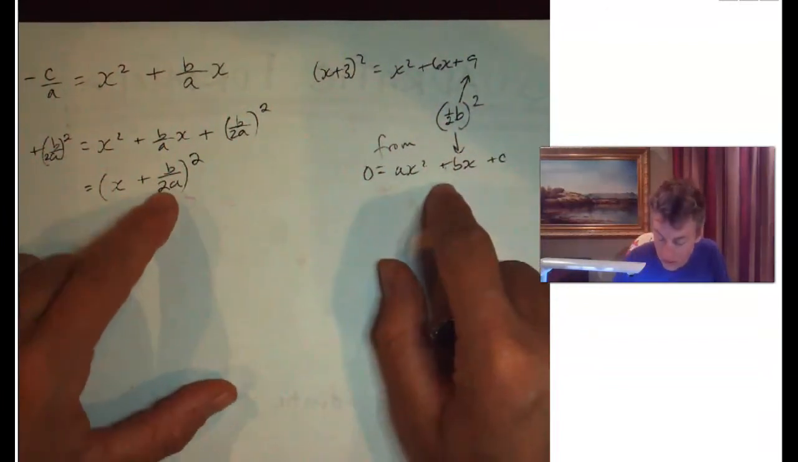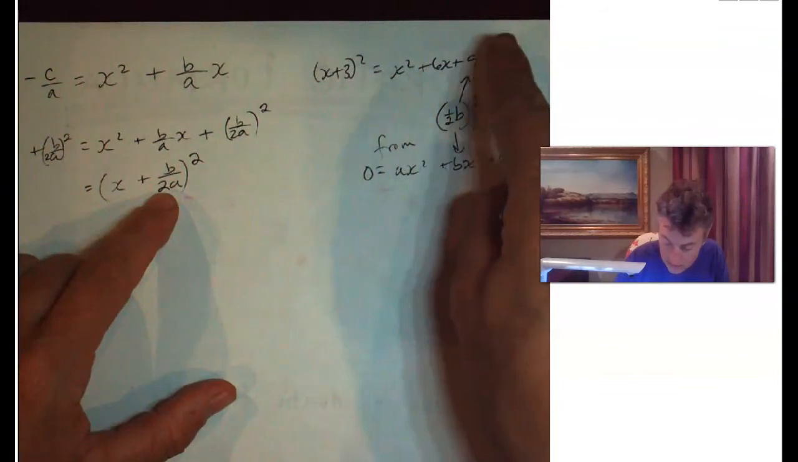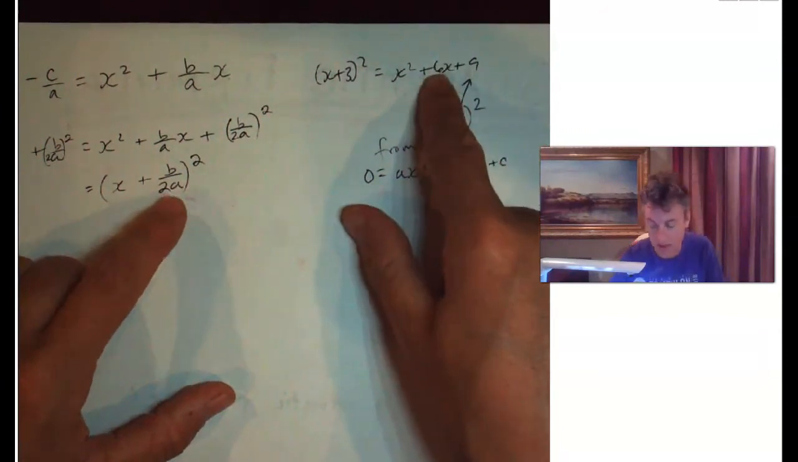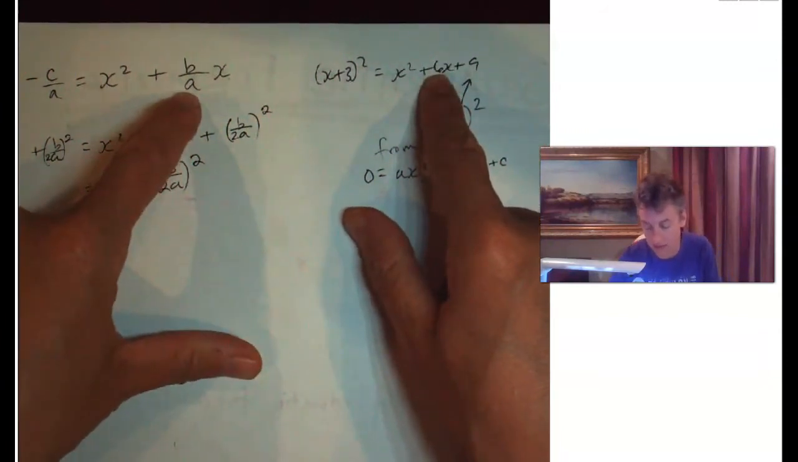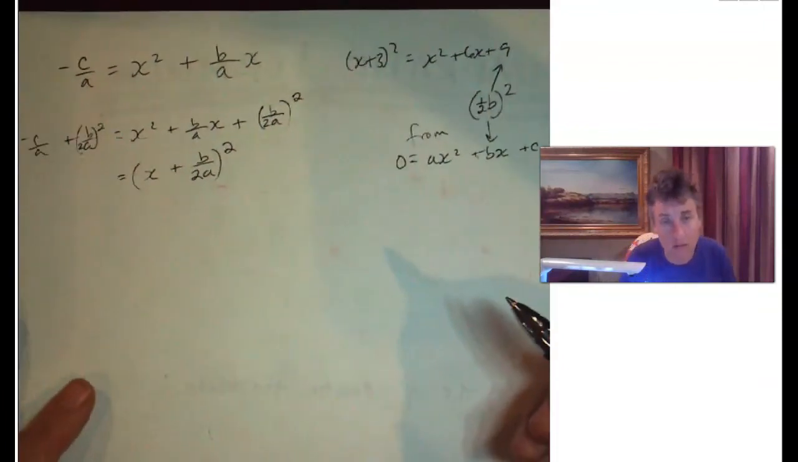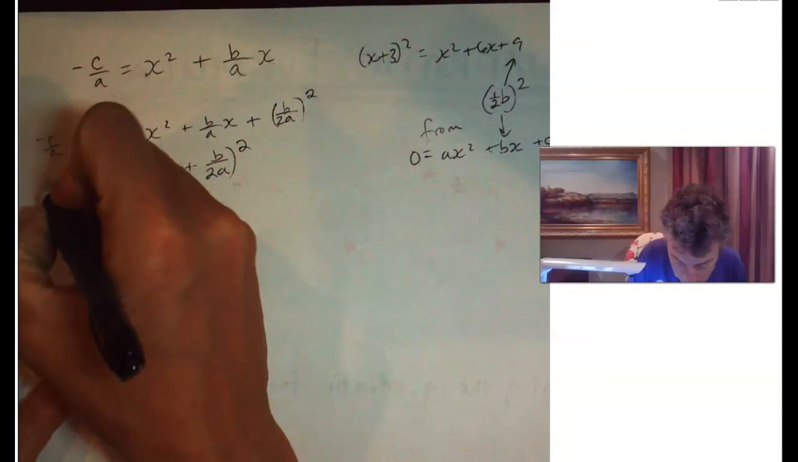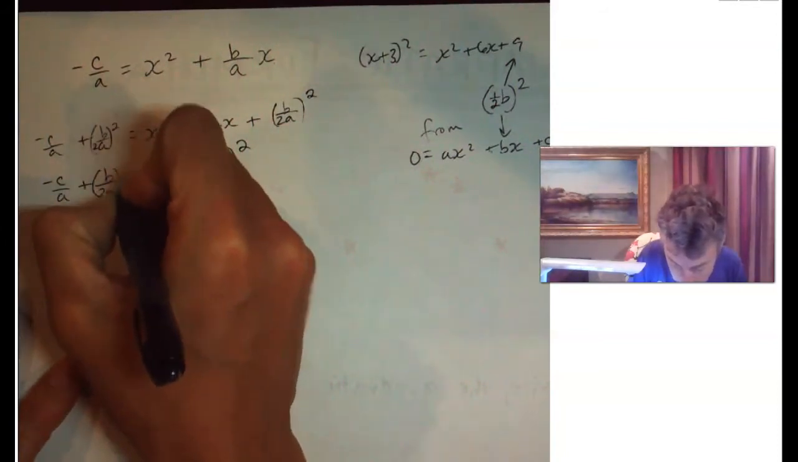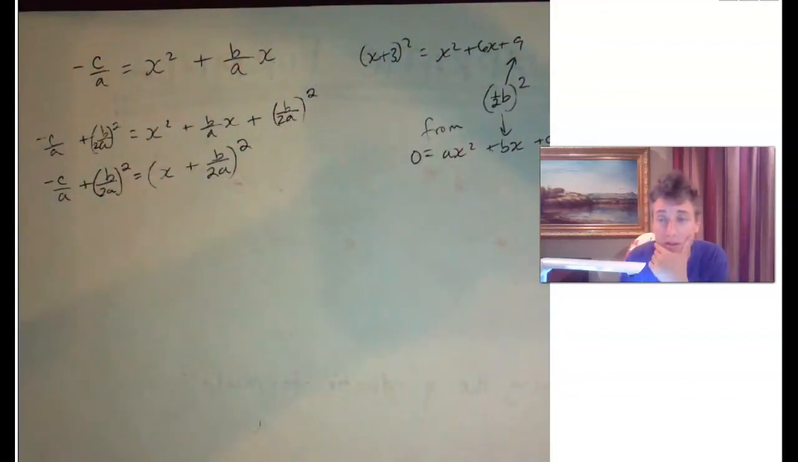What do you mean b over 2a? That's 9. Well, this 9 was half of the b term, which was this 6, which in our case was b over a, so it's half of that, so it's b over 2a. Alright, so that equals this mess over here. Negative c over a plus b over 2a squared. You pausing yet? You probably should have paused. This is a tough one. This is an algebraic proof at its finest.